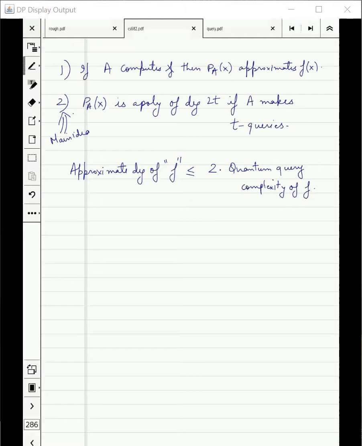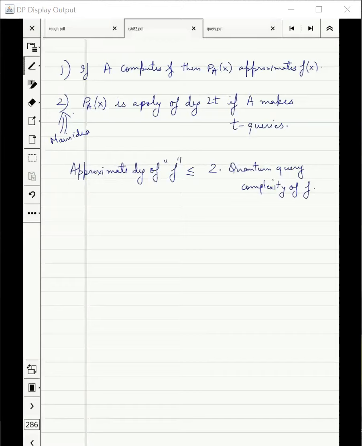Right? 1 and 2 are directly implying this. They are saying that, since there is a quantum algorithm for F with t queries, I get a polynomial which approximates F of degree 2t. That means approximate degree of F has to be small. If I have an algorithm with only 2 queries which computes F, then I have a polynomial of degree 4 which approximates F. That means approximate degree of F should be less than or equal to 4.